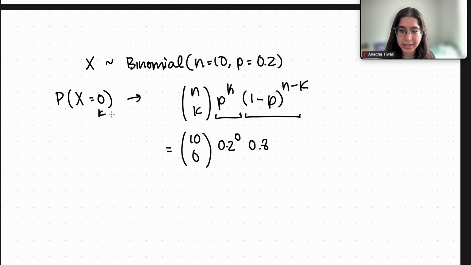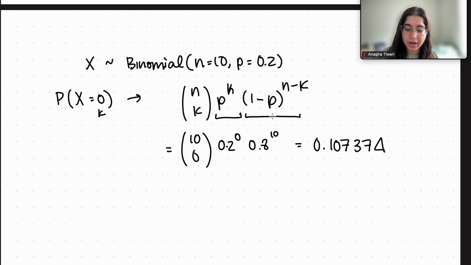That's 10 minus 0, so that's just going to be 10, which I put in my calculator, and that's going to give us around 0.107374. So this is the mathematical way of solving this, which is perfectly valid.